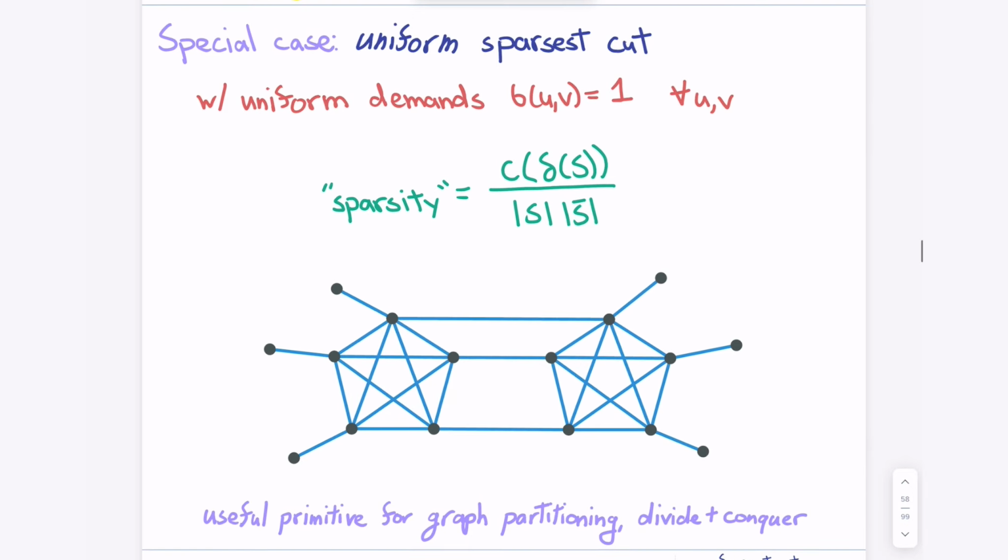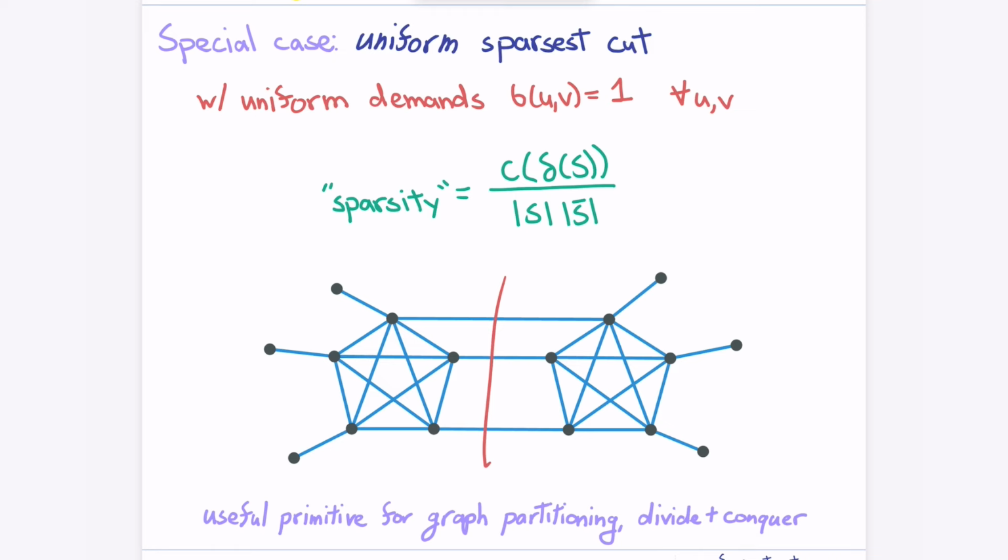So in a simple case, maybe between every pair of vertices, I have demand 1. So it's just uniform. In that case, when I cut the graph with some set of vertices S, the total number of disrupted pairs is size of S times size of outside S. So that's what this ratio represents. What might be a good sparse cut in this graph? 3 edges in the middle.